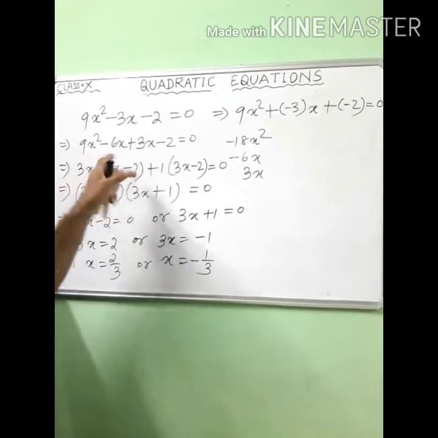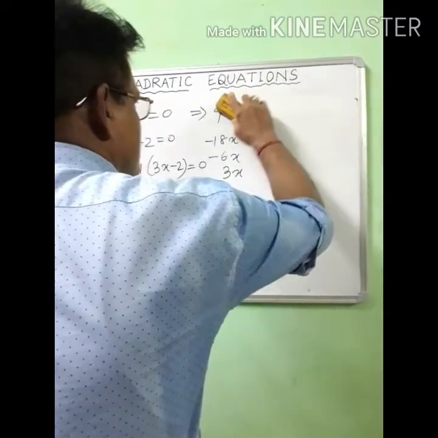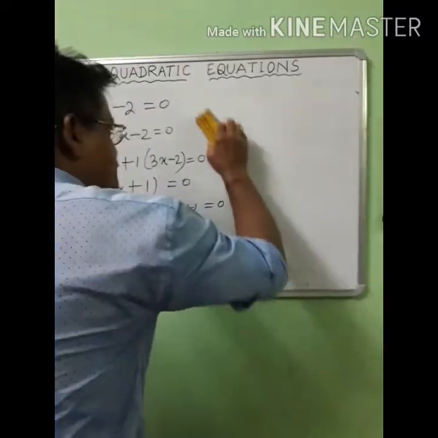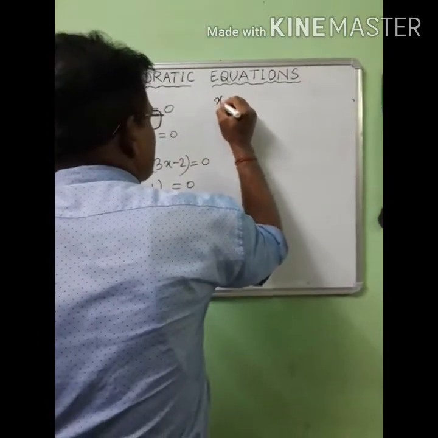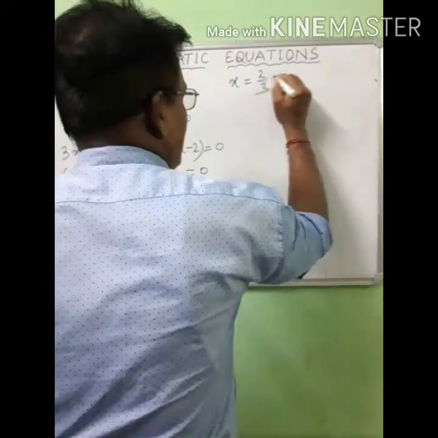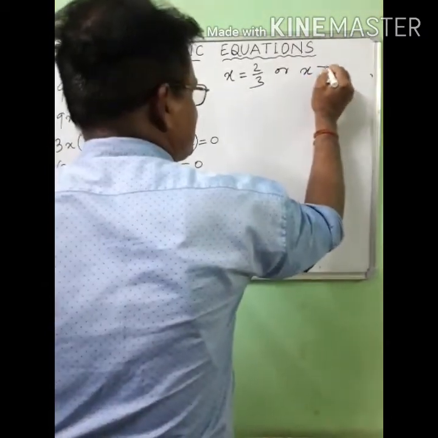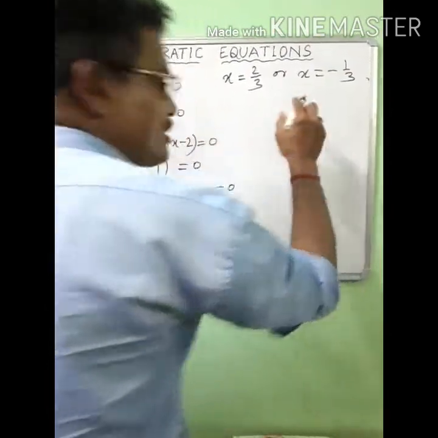So this is the factorization method. Let us write the answer here. So the answer is x is equal to 2 by 3, or x is equal to minus 1 by 3. These are the two roots.